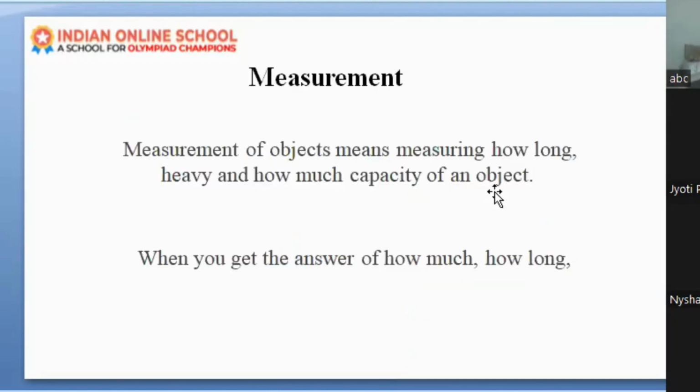Here, students, we understood that measurement of an object means measuring how long, how heavy, and how much capacity the object has. We can measure the length of the object, the heaviness of the object, and the capacity level of the object. For example, if I have 1 liter of water, I will say this bottle can hold 1 liter of water. That is the capacity of the bottle. So up to here we understood what measurement is.